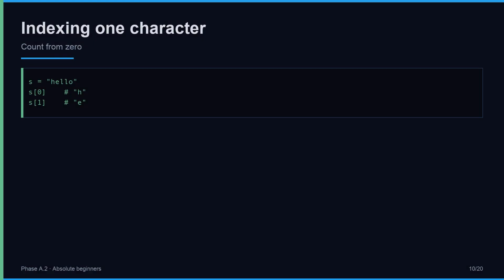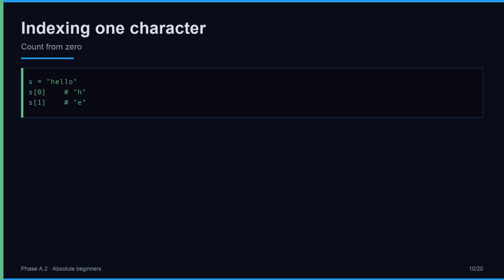Text grows. You can pull out a single character by its position, using square brackets. s[0] is the first letter, H. s[1] is the second letter, E. Remember, positions start at 0, not 1, because that is how computers count.